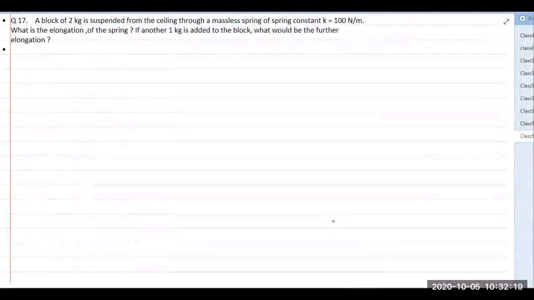A block of 2 kg is suspended from the ceiling through a massless spring of spring constant K. What is the elongation of the spring? So first, a block is suspended from a spring. So what is the elongation of the spring?